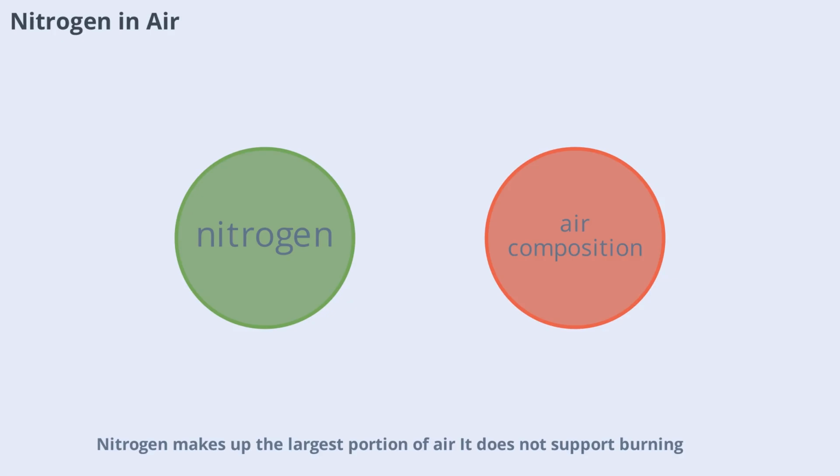Nitrogen makes up the largest portion of air. It does not support burning, which is why the candle covered with a glass tumbler goes out. Nitrogen is important for plants and animals, playing a key role in growth and development. Although it doesn't support combustion, it helps maintain the balance of gases in the atmosphere.